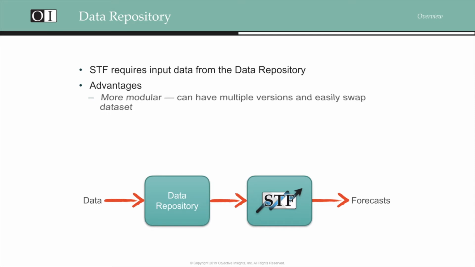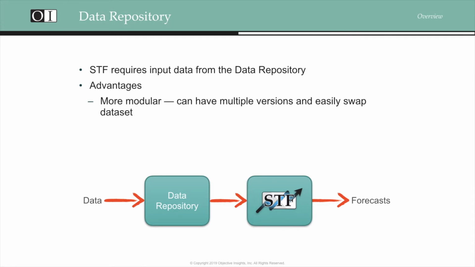It's modular. So you could have multiple versions of the data repository and easily swap a data set in and out. So for example, we've worked with companies that have been comparing different sources of data, for example, SHA versus IMS. So we had a data repository for IMS and we had one for SHA, and we just swapped in the one we wanted to look at. In addition, the data repository is smaller and simpler to update on a regular basis than the STF model itself.